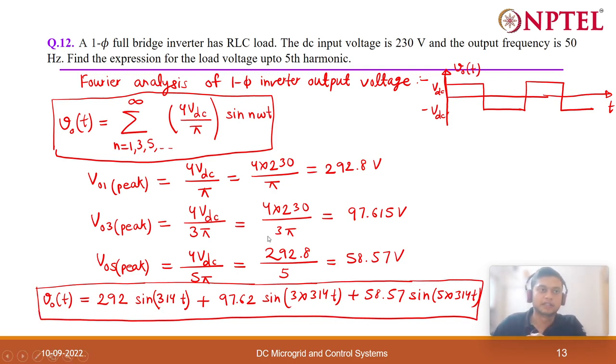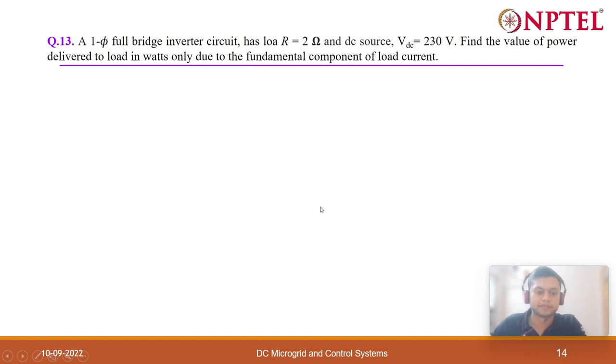Now let us see the next problem. A single phase full bridge inverter circuit has load R equal to 2 ohm and DC source VDC 230 volt. Find the value of power delivered to load in watts only due to fundamental component of load current.